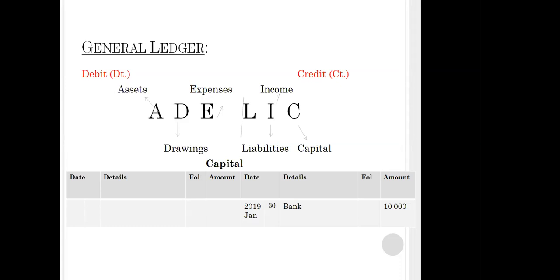Okay, let's try this one. If it's going to be a loans account, loans, which side? Aha, good. Right, loans is falling under liabilities. Therefore, it will be on the credit side. Let's make it capital. Capital. Right, good. Capital will be on the credit side. Let's do two or three more.